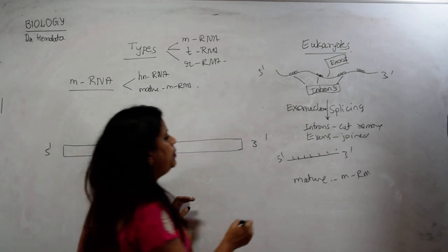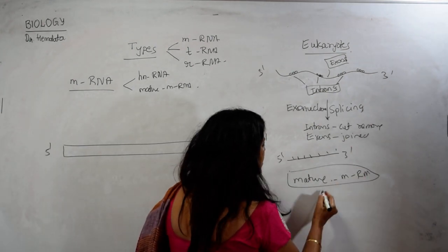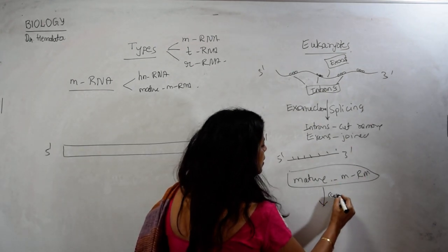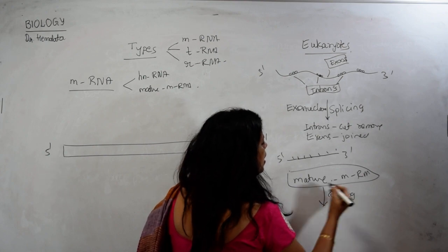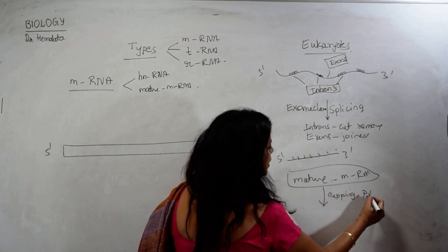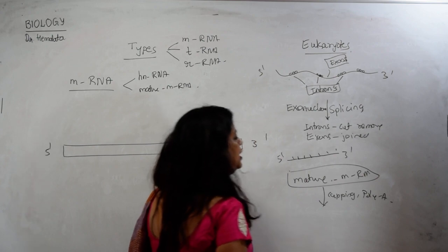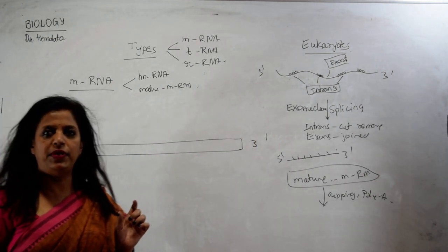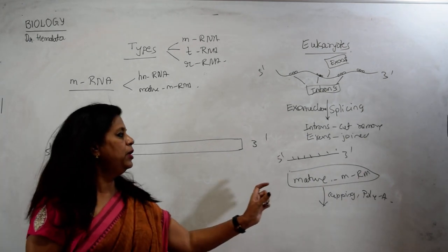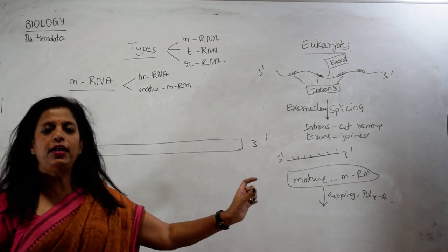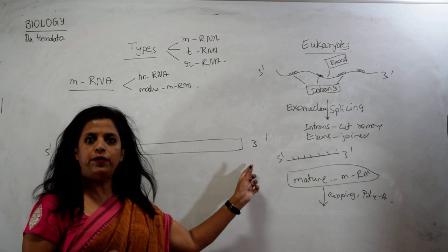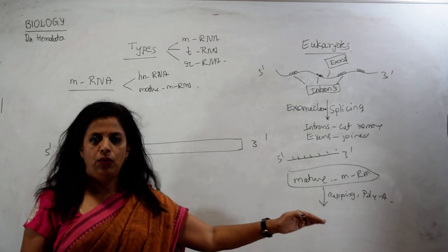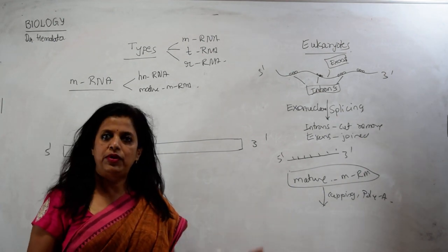Once a mature mRNA is formed, some more things happen. There will be capping and formation of the poly-A tail. Capping is methylation at the first part, and at the last part, multiple, 200, 300 adenines will be added to the 3 prime end. This is how it gets ready for translation.